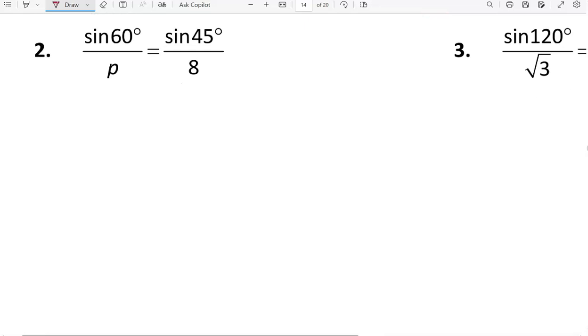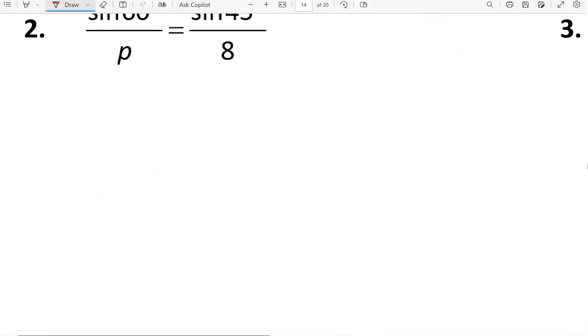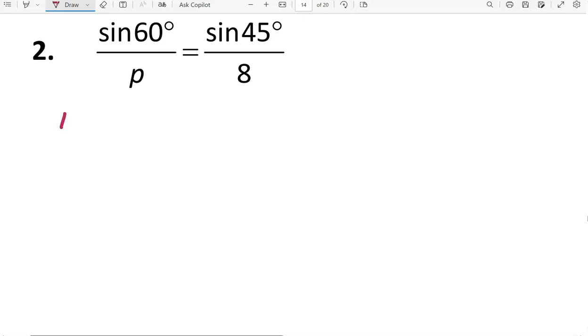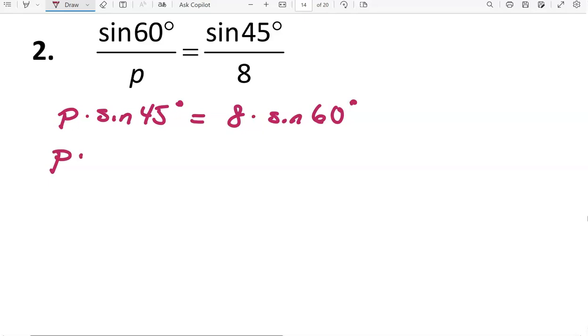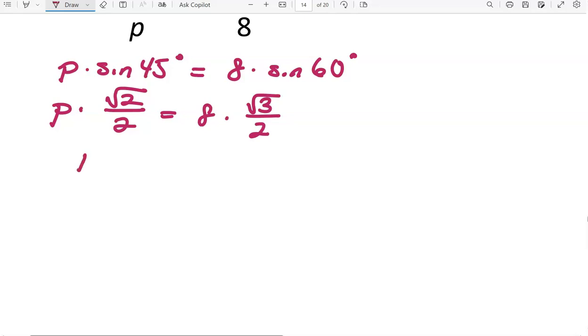All right, so in number 2, I'm going to start by cross-multiplying this proportion. So P times the sine of 45 degrees is equal to 8 times the sine of 60 degrees. The sine of 45 degrees is the square root of 2 divided by 2, and the sine of 60 degrees is the square root of 3 divided by 2. I'm going to skip the part where we make diagrams of these. I'm assuming that you can do that on your own since that was covered in Unit 1. All right, so let's simplify each side.